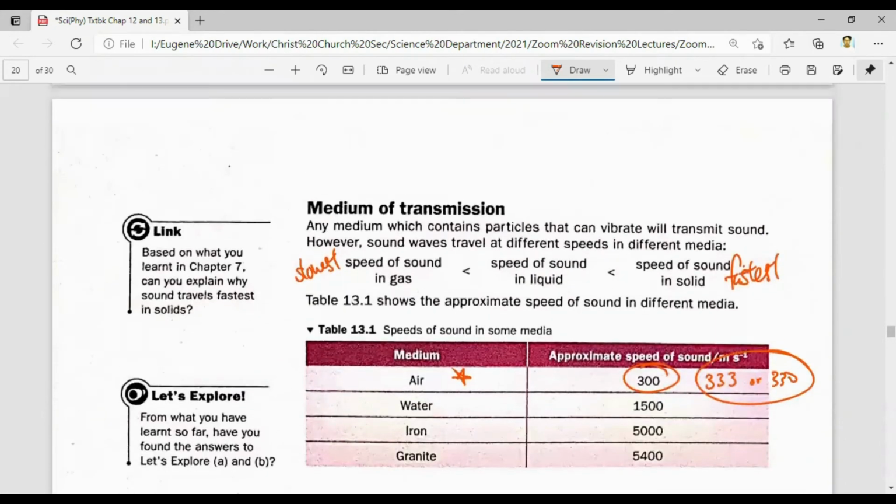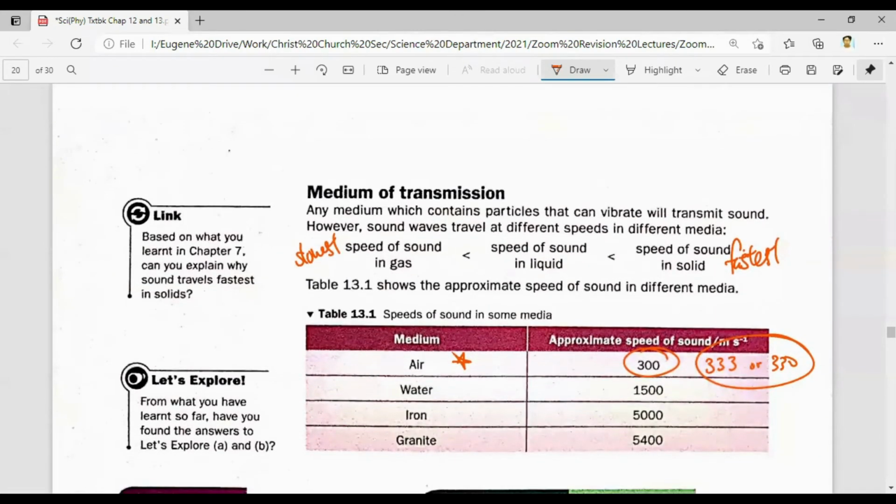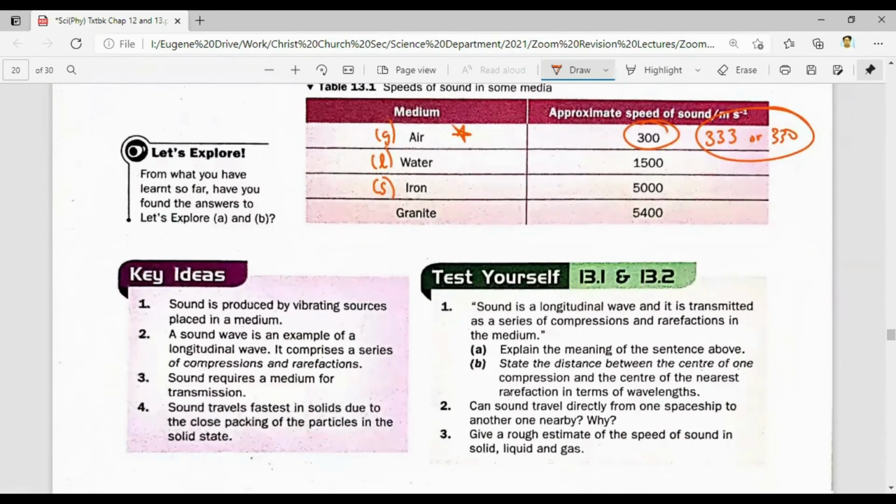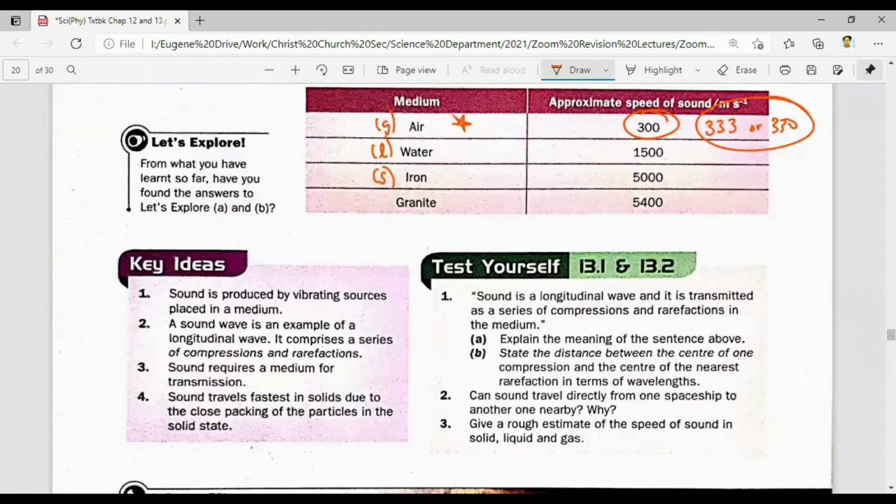Now, in terms of water and iron, do you need to memorize? No, you don't need to. This is just to show you that sound actually travels slowest in air. It travels quite fast in water, and even faster in iron, which is a solid. So gas, liquid, solid.